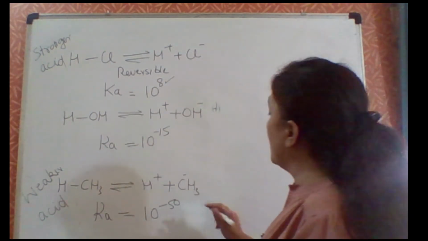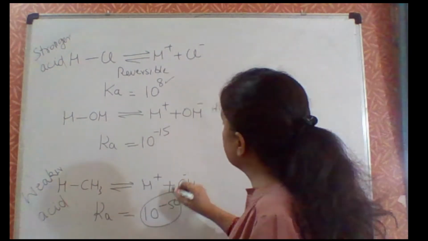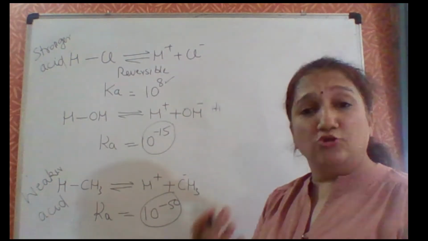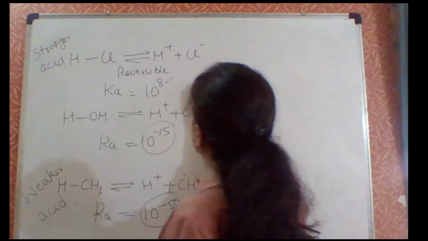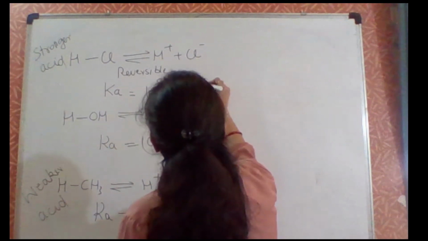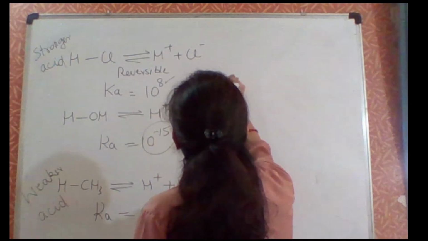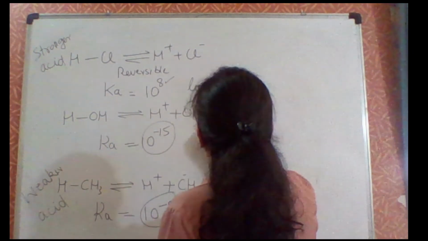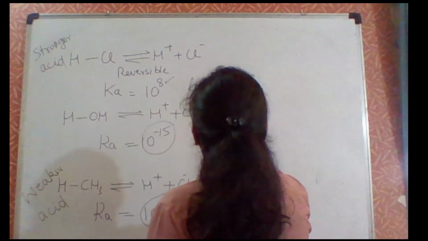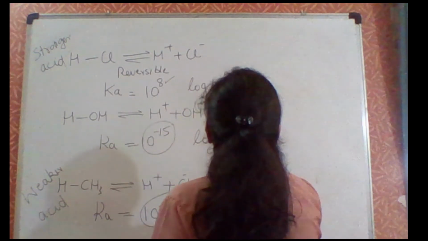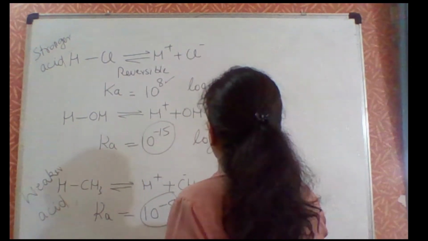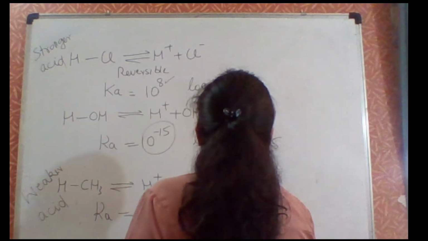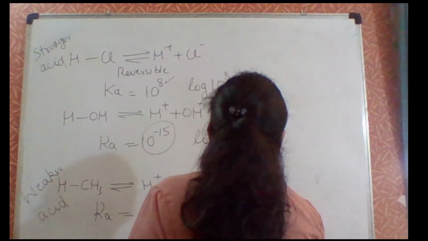Right? Now, to deal with these negative exponents is very inconvenient. So to make this convenient, let's take log of these values. Log of Ka. So log 10 raised to the power 8 will become 8. Log of this will become minus 15. And log of 10 raised to the power minus 50 will become minus 50.